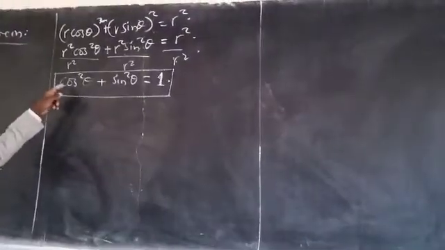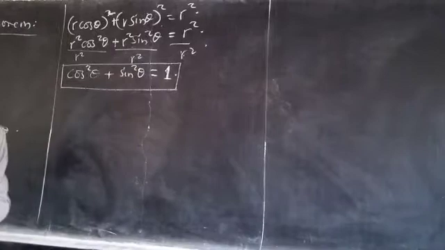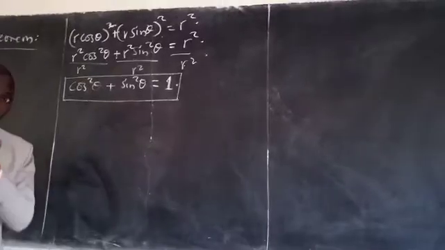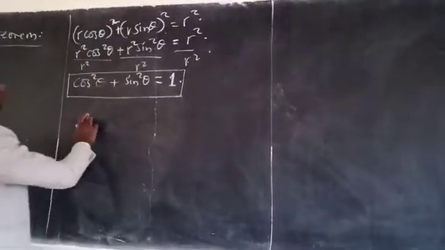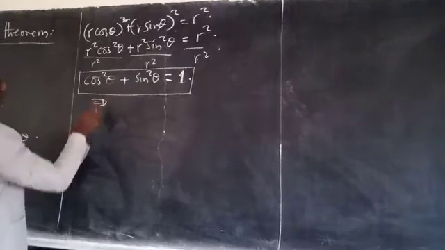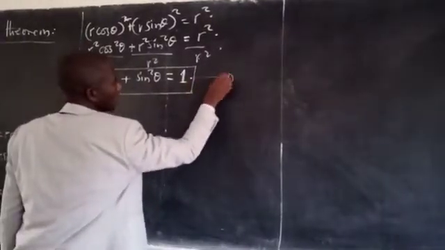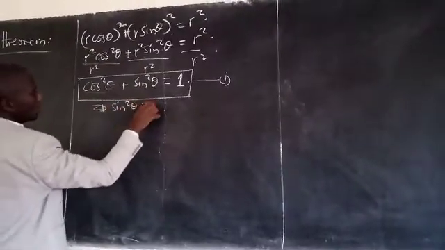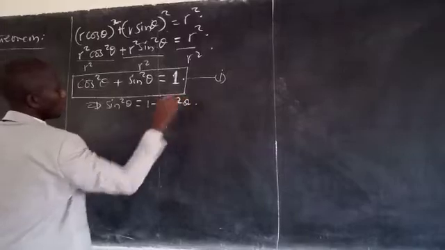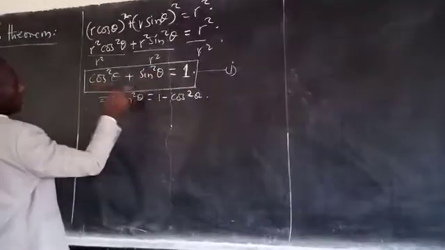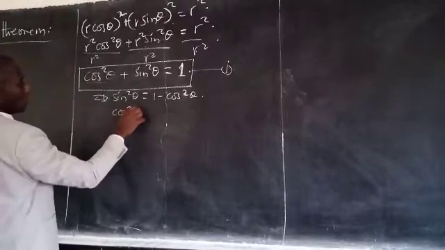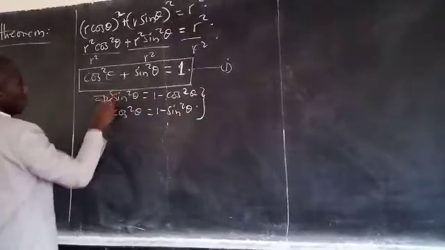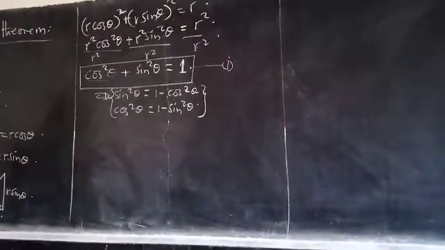Note, it is not cos theta plus sin theta equals 1. No, it is cos squared theta plus sin squared theta equals 1. But from this one, we can see that already you can have, maybe I call it equation 1. If I take cos squared the other side, then you can have sin squared theta equals 1 minus cos squared theta. Or if I take sin squared theta the other side and remain with this, you can have cos squared theta equals 1 minus sin squared theta. We shall use all these ones in solving some equations.